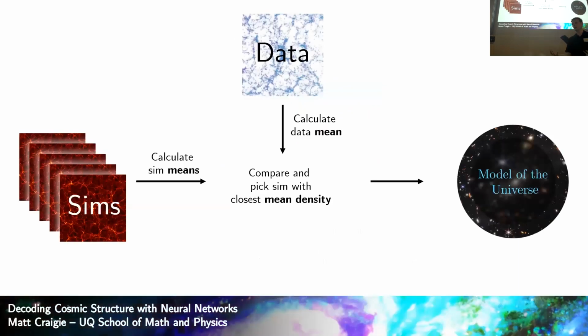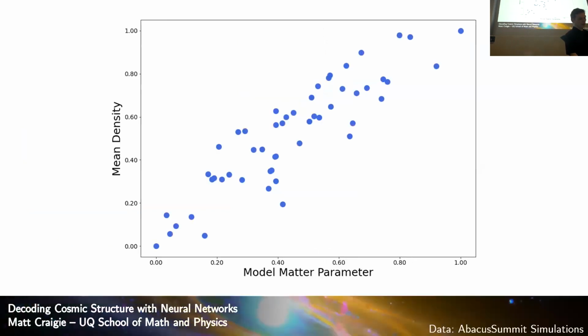So what would be a good way to do this? One starting point would be to take the mean density of the fields. So if I take the mean density of the simulations and the data field, compare those together and pick the closest one, so maybe the one with the least difference, then, okay, we should have a better model of the universe. So let's actually do that.